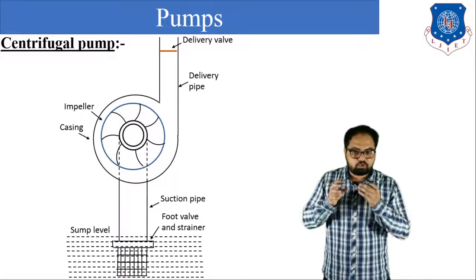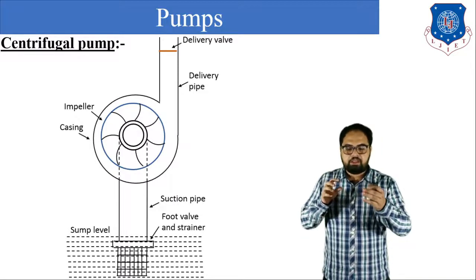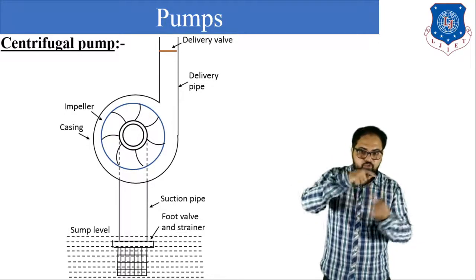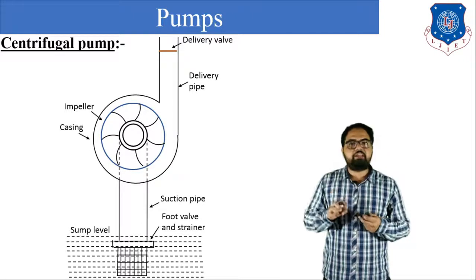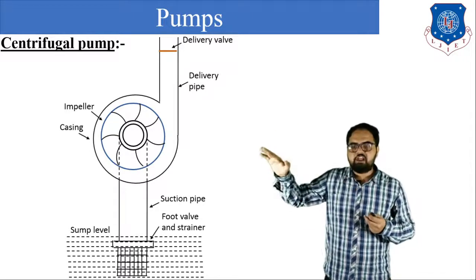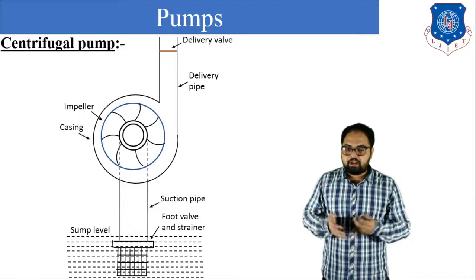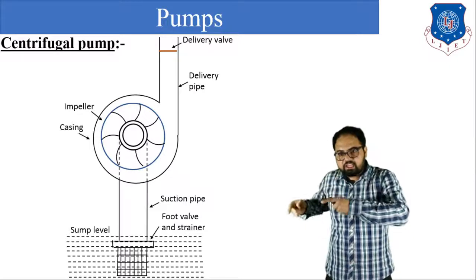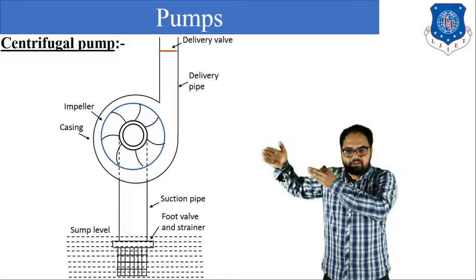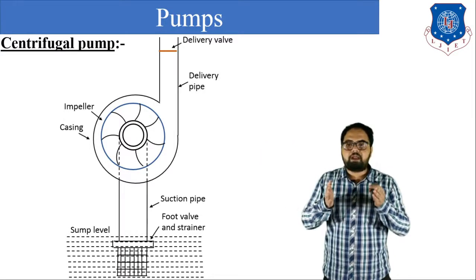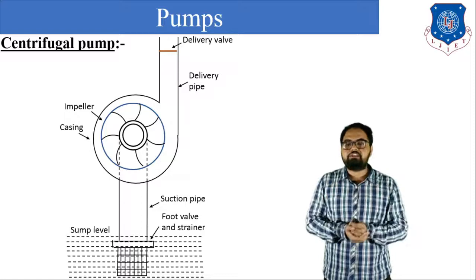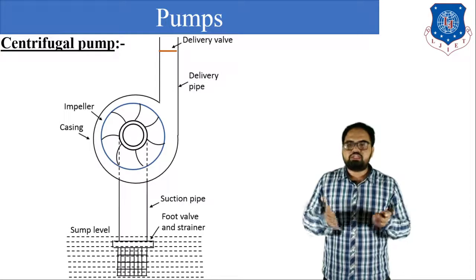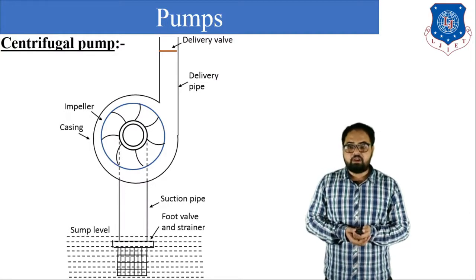When the liquid comes through the suction pipe and enters inside the pump, due to the rotating impeller, the liquid comes in contact with the rotating impeller, and due to that the liquid gets kinetic energy, and with high kinetic energy, the liquid leaves the impeller. And as the liquid leaves the impeller, due to the gradual increase in area between the impeller and casing, there is a conversion of kinetic energy into pressure energy, and with high pressure energy the liquid gets discharged. So this is the basic working of the centrifugal pump.